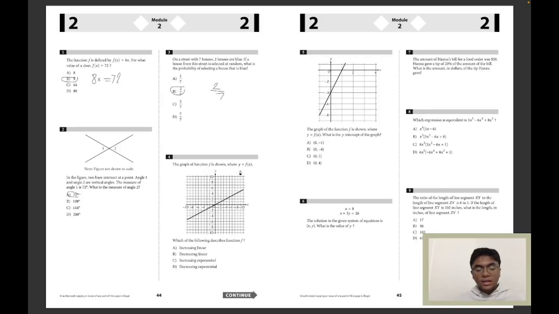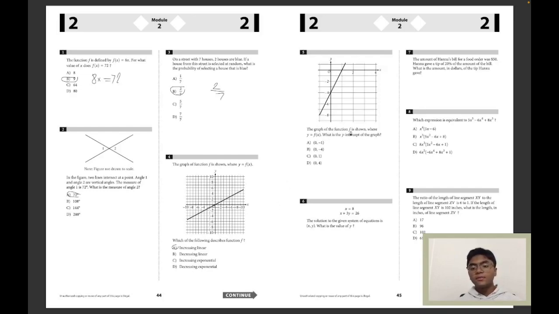The graph of the function f is shown below, where y is equal to f of x. Which of the following describes f? So as you can see here, the rate of change is just constant across the function. And it looks like a line, so you know it's linear, right? So it's either A or B. Now between increasing and decreasing, what you'll see is that as we go from left to right, as the x values increase, the y values are also increasing. So this is going to be an increasing linear function.